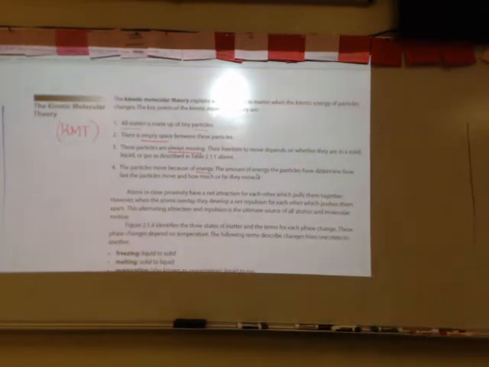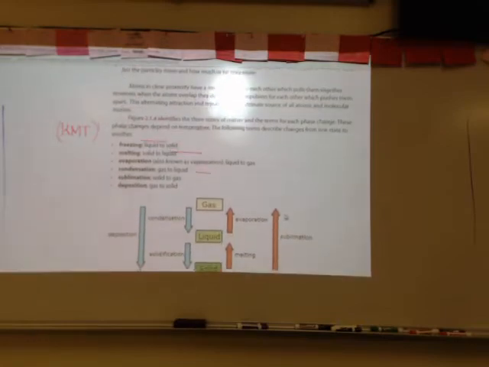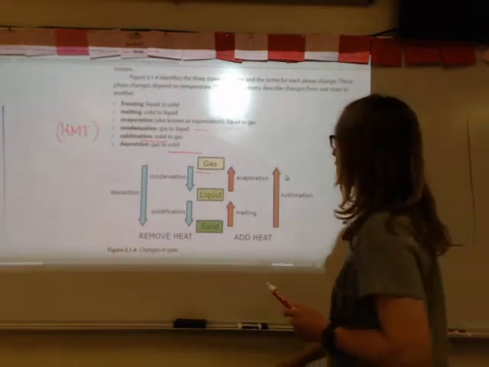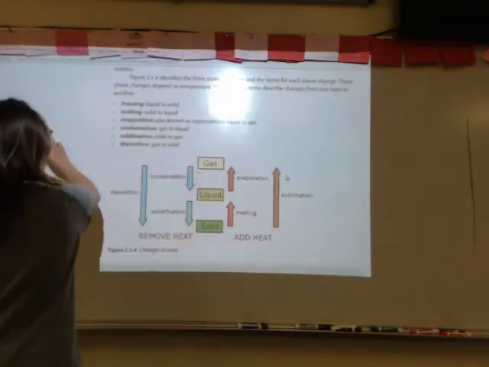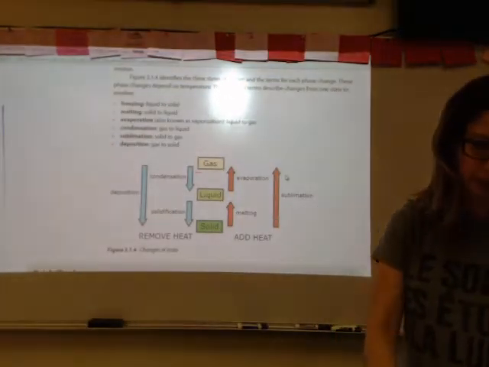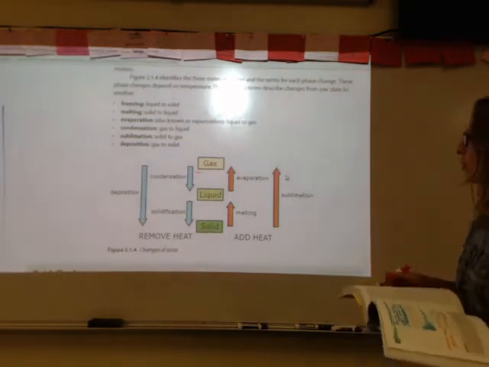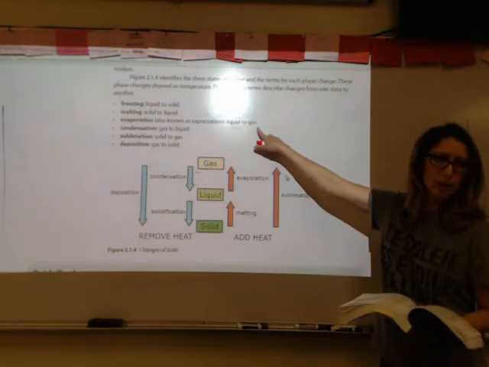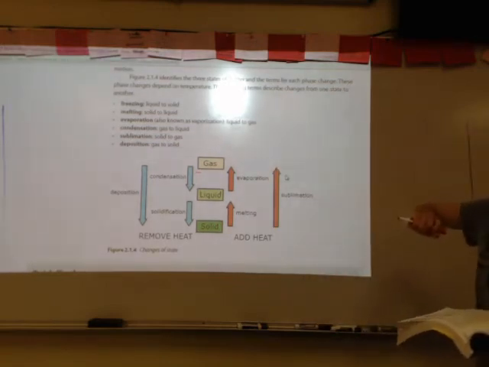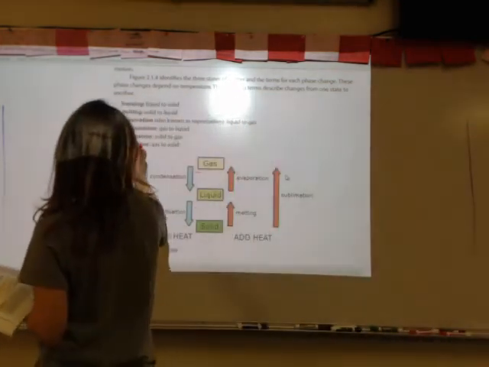Now, there are some terms that we use to describe the changes from one state to another, meaning moving from a solid to a liquid or a gas. When you're freezing, you're moving from a liquid to a solid. Melting, solid to a liquid. Evaporating, which is also known as vaporization, is a liquid to a gas. Condensation, gas to a liquid. Sublimation, solid to a gas. Dry ice, for instance, sublimes at room temperature.